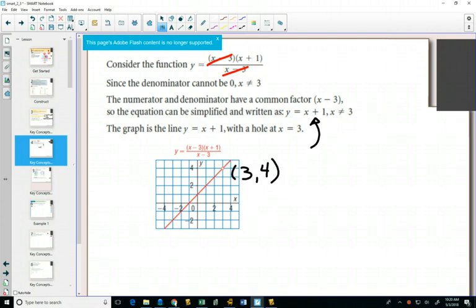So we find the coordinates of our hole by plugging the non-permissible value into the simplified equation. We can't plug the non-permissible value into the original equation because then we would divide by 0. But once it's been simplified, then you can plug it in. And that's when you get a hole.